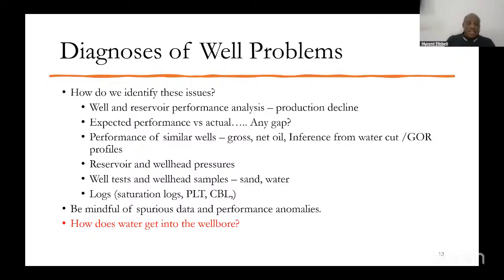Then another thing you do is check performance of similar wells. Let's say a couple of wells were completed in the same reservoir, but one does not really produce. So you need to find out why, right? So in that comparison, you are looking at gross, you are looking at net production, you are looking at water cut, all those ones. So you look at it, is it significantly different from the other wells?